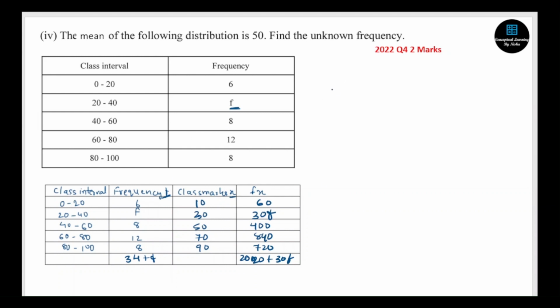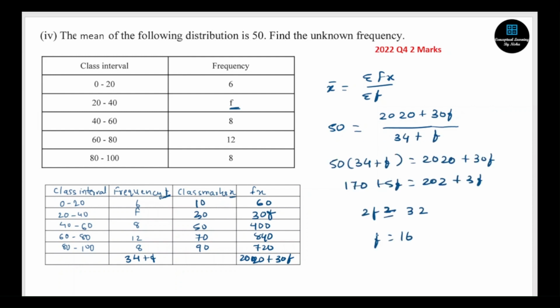Now the mean is nothing but sigma fx upon sigma f, right? We know this formula. Mean is given as 50. So I'll substitute all the values and quickly we'll find the value of f, the missing frequency. So we'll get the missing frequency 16. Alright. I hope you understood this.